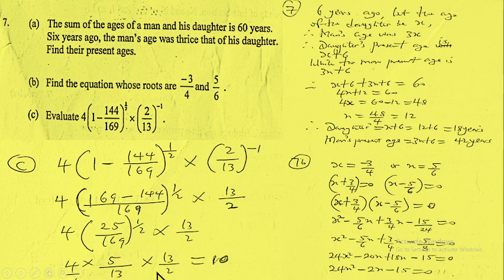13 can go in 13. Then 2 can go in 4. Then we have 2 times 5 left, which is 10. So if you simplify these indices, then you have 10 as the answer. So that's the solution for question number 7. And the whole question here will give us 12 marks for question number 7.